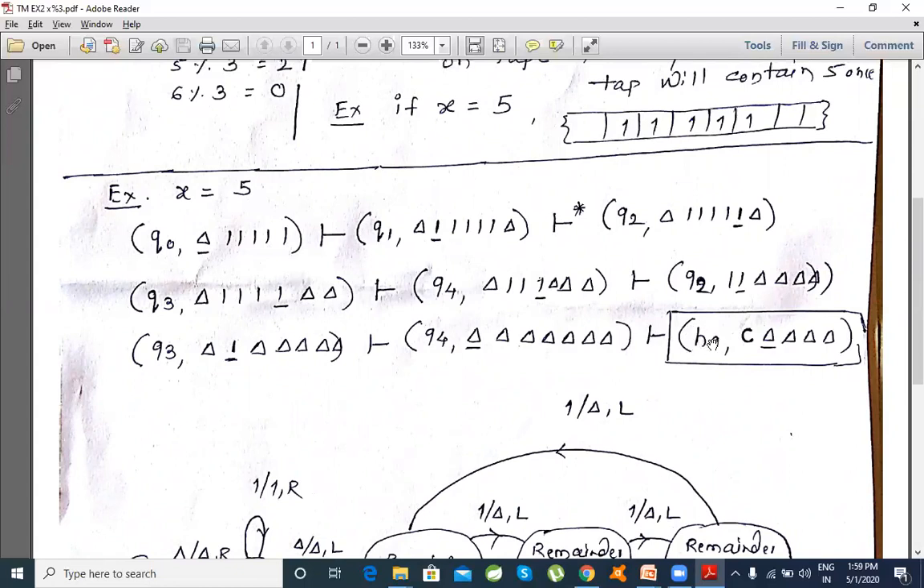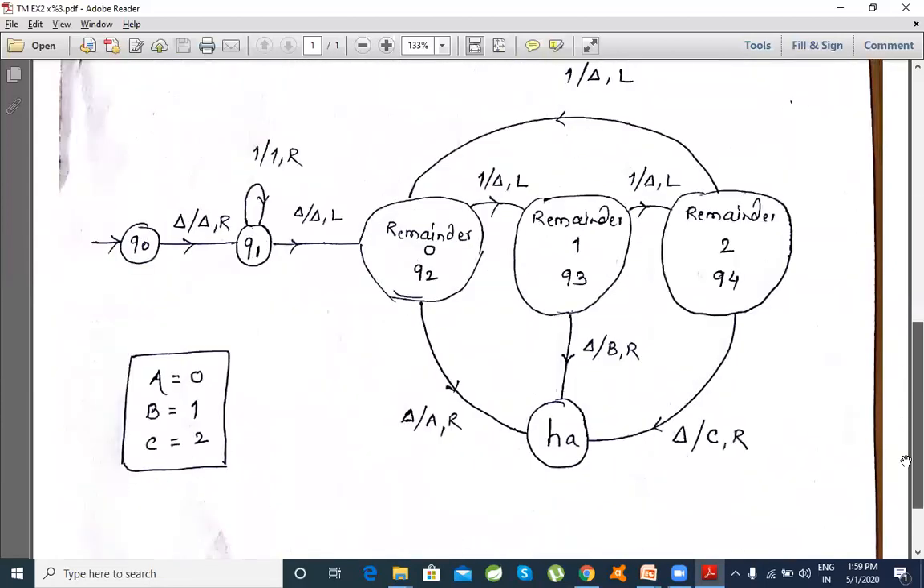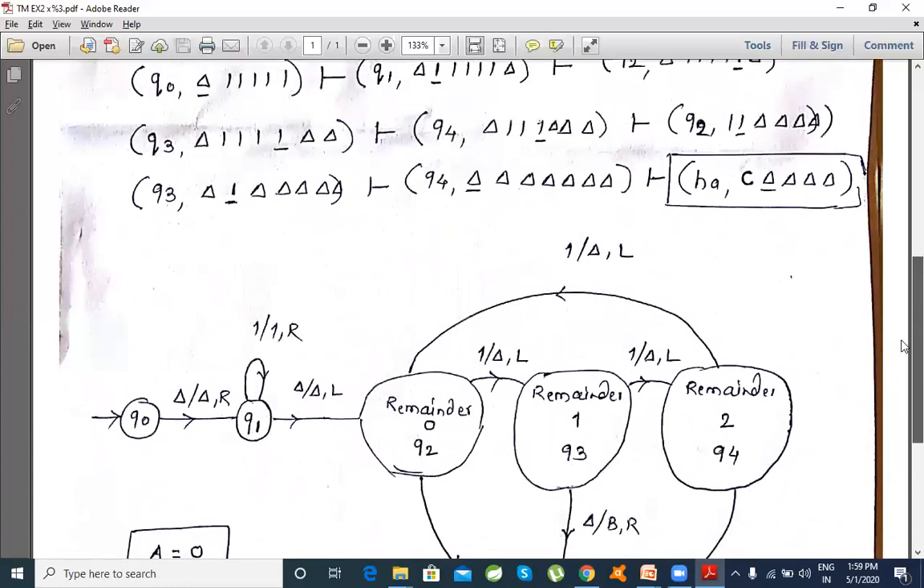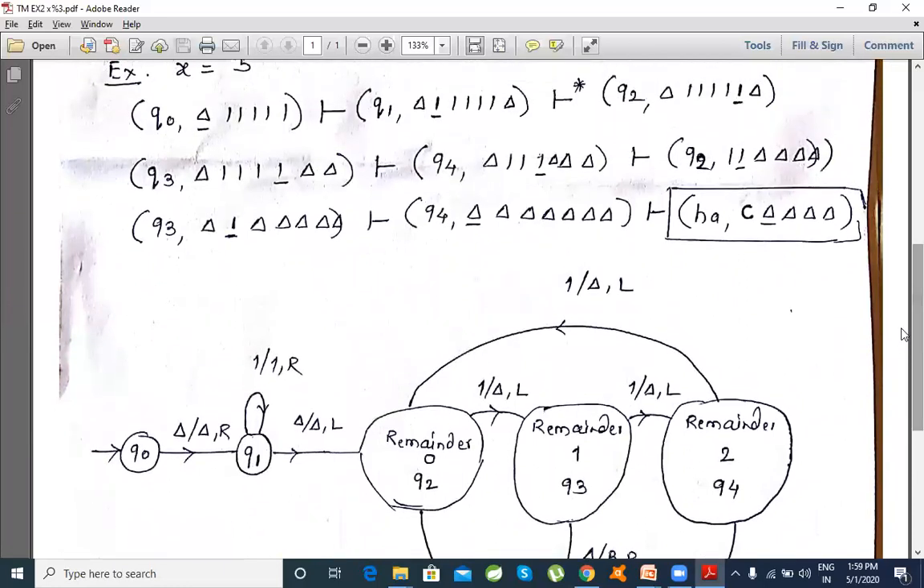And once you have taken the halt, the result is available on your tape. So C stands for: after processing 5, the remainder is C. C is nothing but my tape alphabet, which shows 2. I hope you understand. The logic is very simple. I need to only count the number of ones that are available on my input and accordingly switch states.